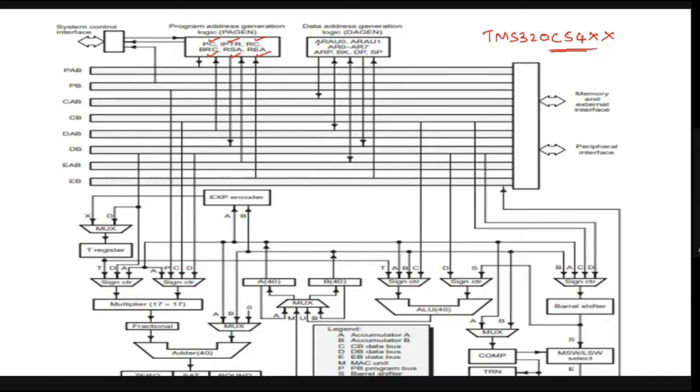Coming to ARAU, the auxiliary register arithmetic unit, and auxiliary register arithmetic unit 1. These two, along with auxiliary registers AR0 to AR7, the auxiliary register pointer, the circular buffer size register, the data pointer, that is the data memory page pointer, and the stack pointer, all those appear in the data address generation logic. That's why we discussed the memory mapped registers. All these terms except ARAU0 and ARAU1 we had in the memory mapped register concept.